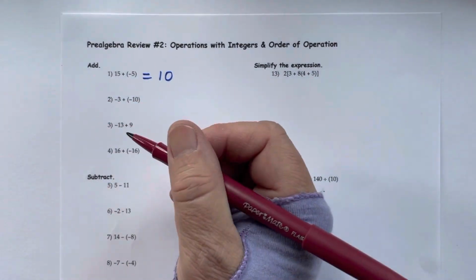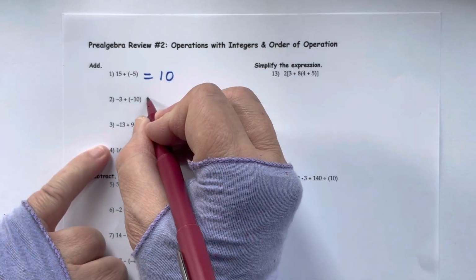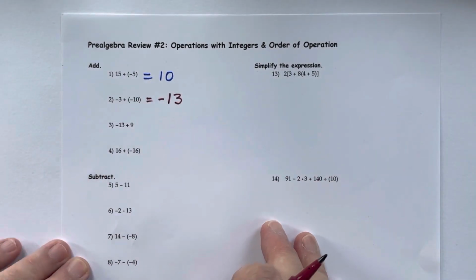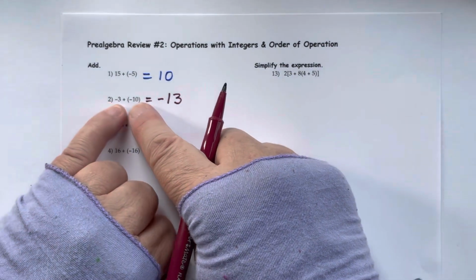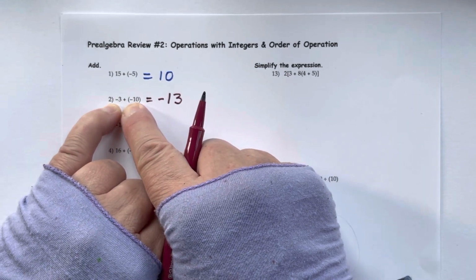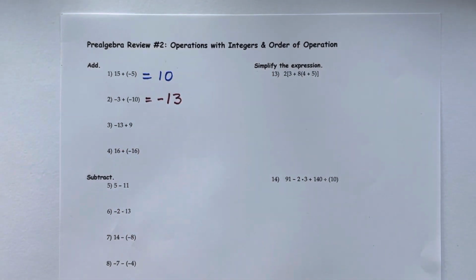feet, right? Or somebody owes you 3 and they owe you 10 more, so they owe you negative 13. Negative 13 is the depth of a hole, right? So when you have the same sign, they're both negatives, you add them together and keep it the same. All right, that's what we did. And let's look at the next one.